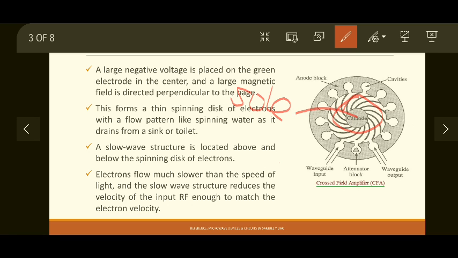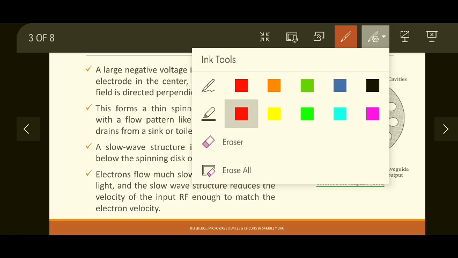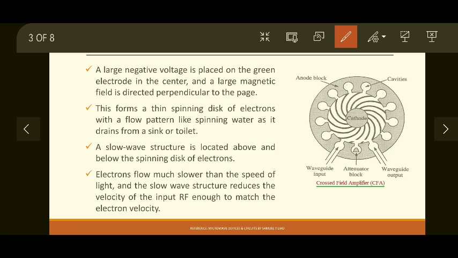The electron beam, which is focused by the cathode, will generate electrons that deviate from their original direction of motion because of the sole electrode as well as the electric field. A slow wave structure is located above and below the spinning disk of electrons. So the slow wave structure, which is not visible in this diagram, is located above and below the spinning disk of electrons, again in the upper part of our screen and the lower part of the screen.